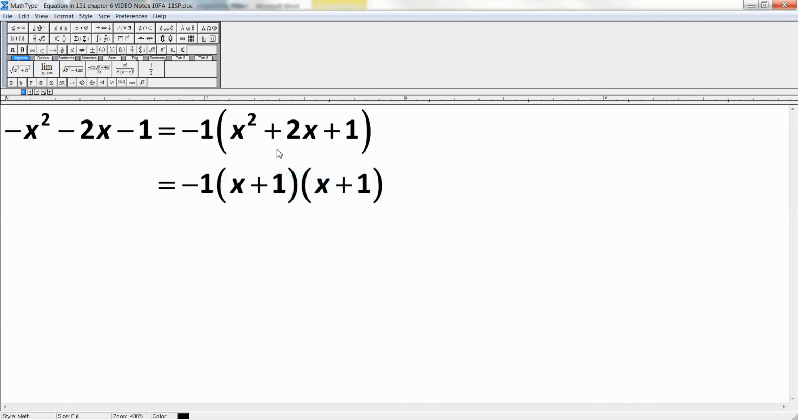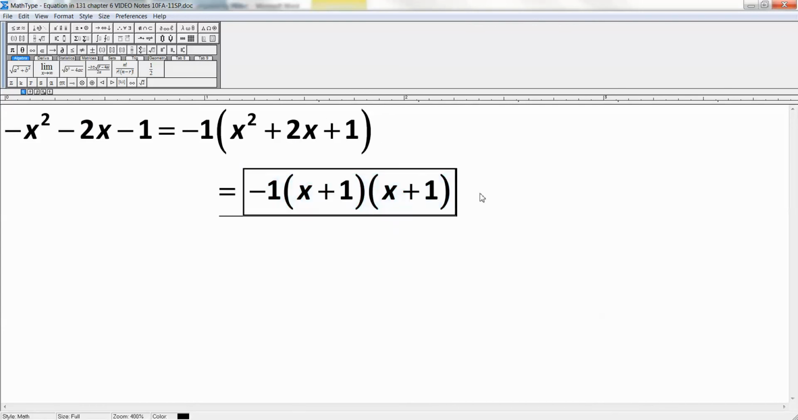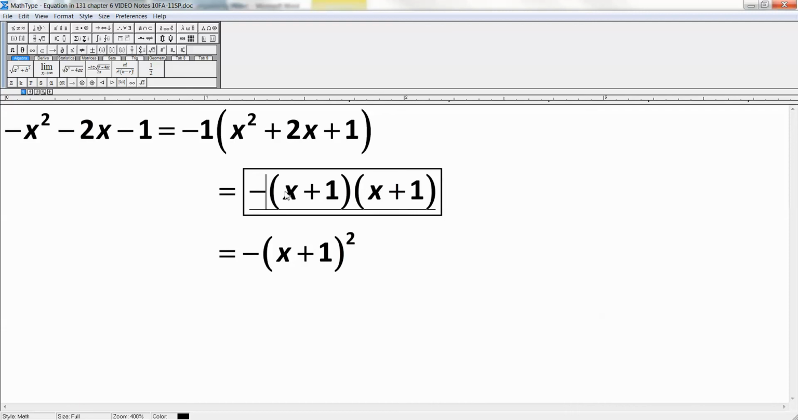First, x times x makes x squared. Outers, 1 times x is 1x. Inners is 1 times x. That's another 1x. 1x plus 1x will make 2x. And 1 times 1 makes 1 for the last. So there it is. If you want to write it a different way, because some people really like to, you could also write it as equals negative (x plus 1) squared. And the 1 in there doesn't really matter. That's just for your own benefit. Okay?